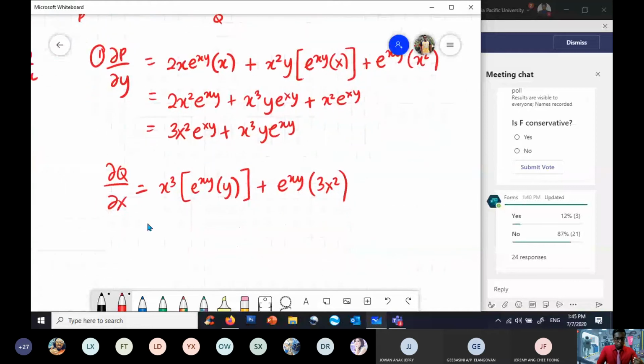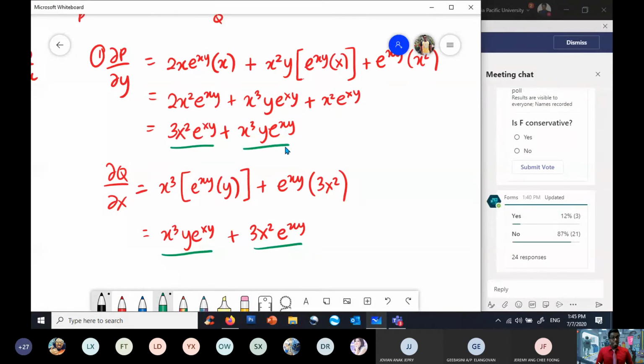Okay, so can I simplify this? This would become x cube y e^xy plus 3x square e^xy. Is it the same? 3x square e^xy, 3x square e^xy. X cube y e^xy, x cube y e^xy. They are the same, right? Might be a bit long, but they are equal. So your conclusion should have been that it is conservative.